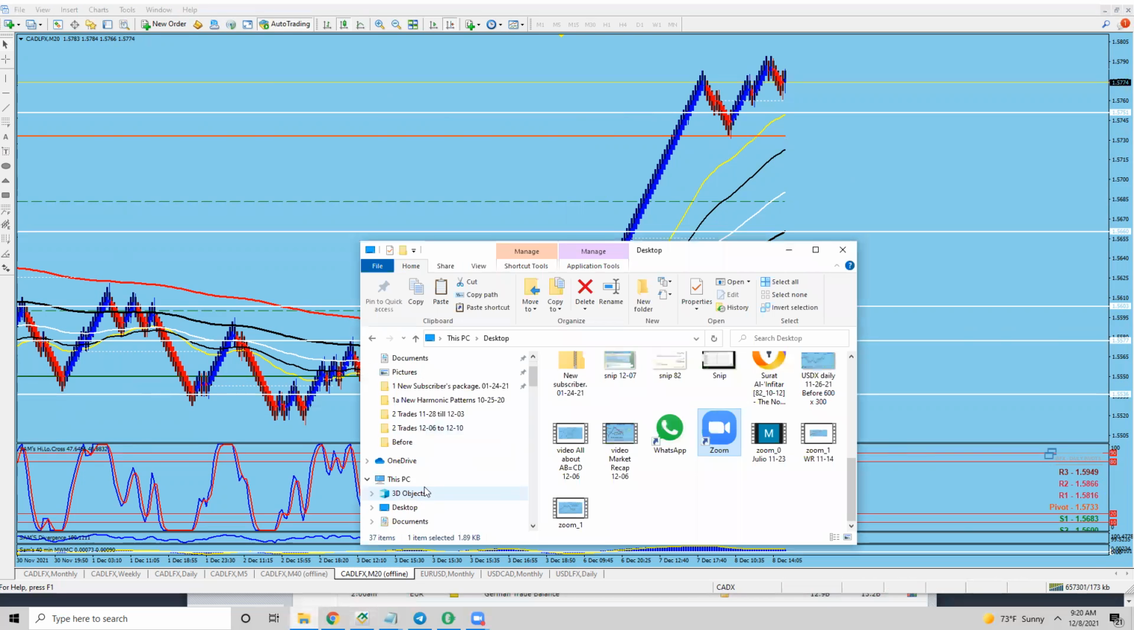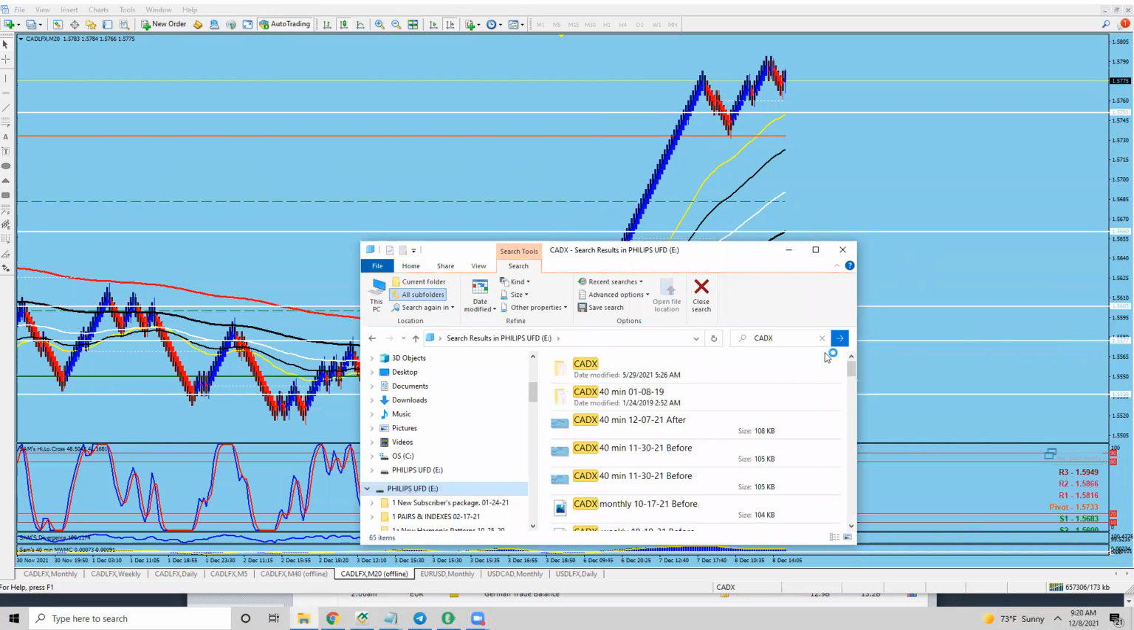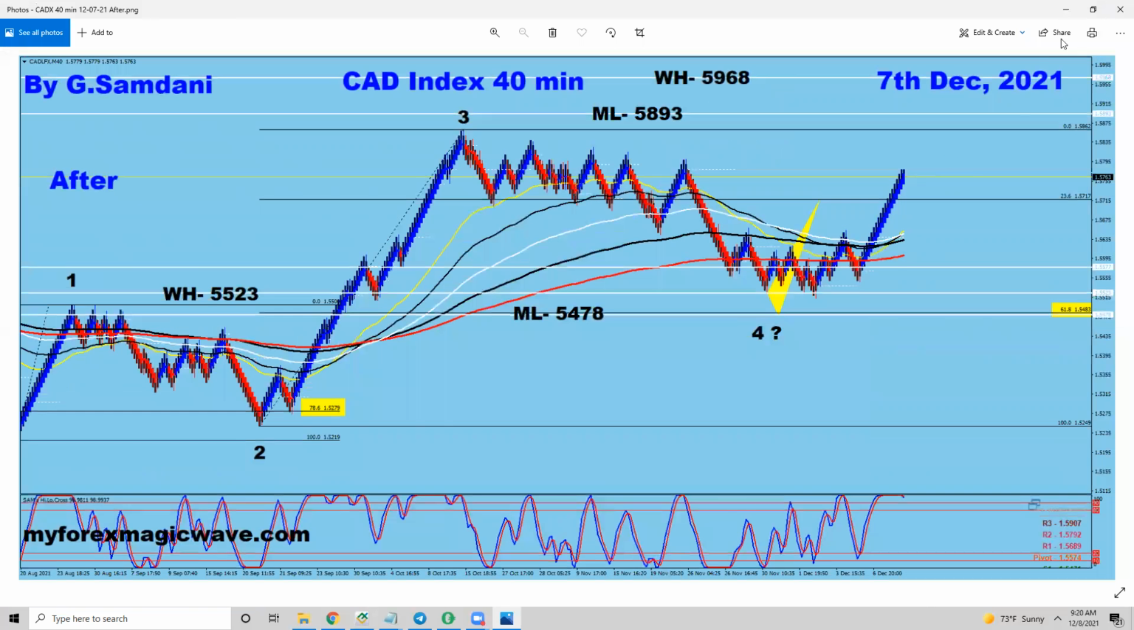Let me see if I can show you quickly the chart that I made. CADX, that was weekly, I guess. No, 40 minutes. Oh, it will pop up anyway. Here. This is the one. No, this is the after one.